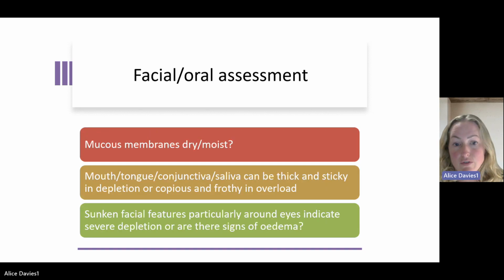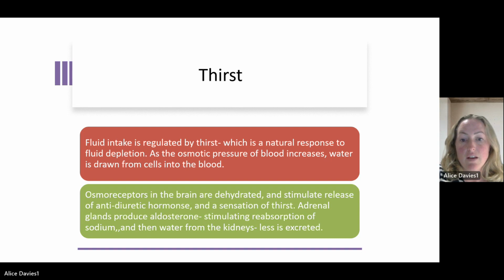We can also do a facial oral assessment. So are her mucous membranes dry or moist? So particularly her mouth, tongue, conjunctiva or saliva, maybe they're thick, sticky, or she's got copious amounts of saliva, or frothy, and overload. Or has she got sunken facial features, particularly around the eyes, maybe indicating severe depletion, or are there signs of edema? Thirst is a late sign of dehydration.